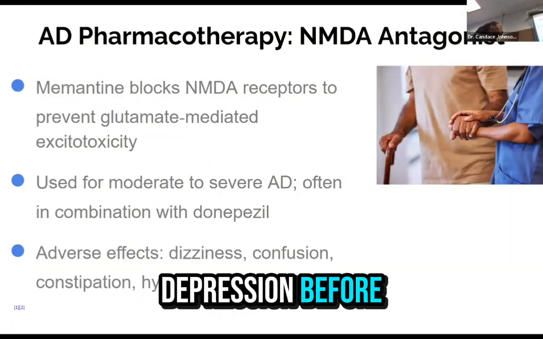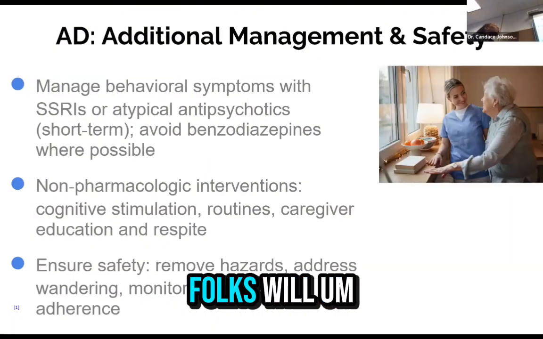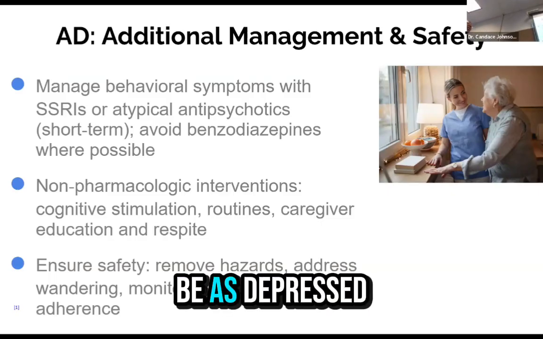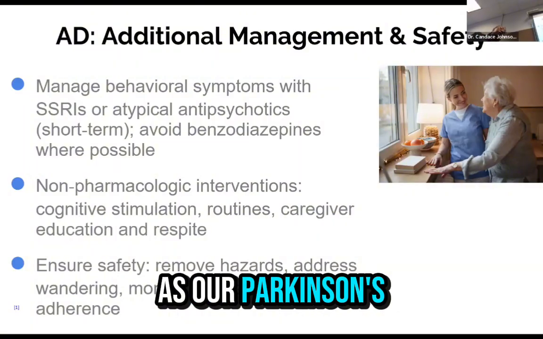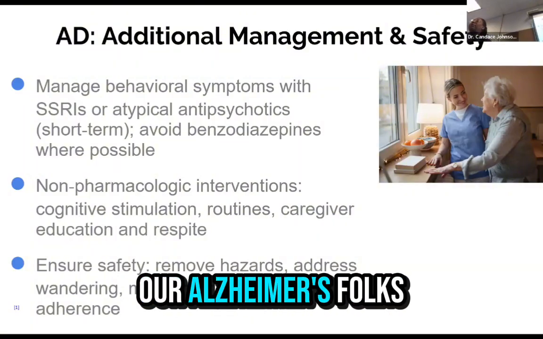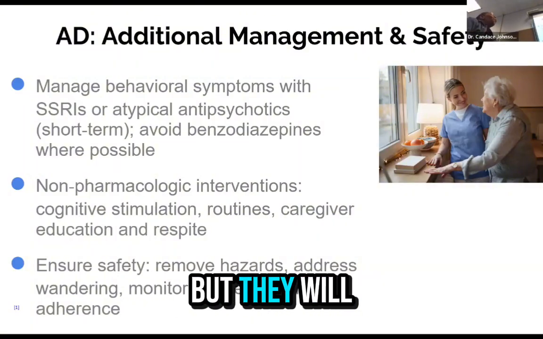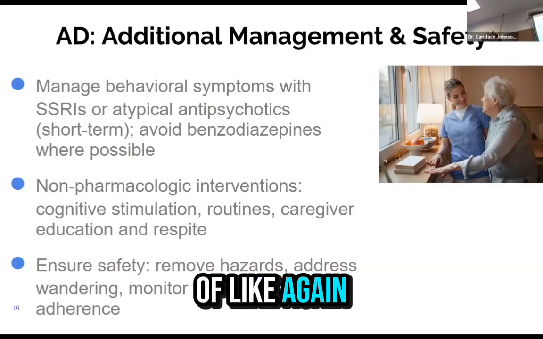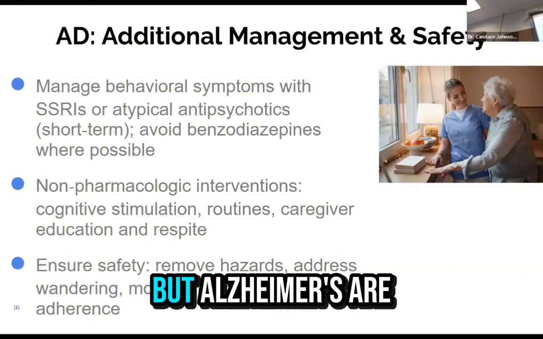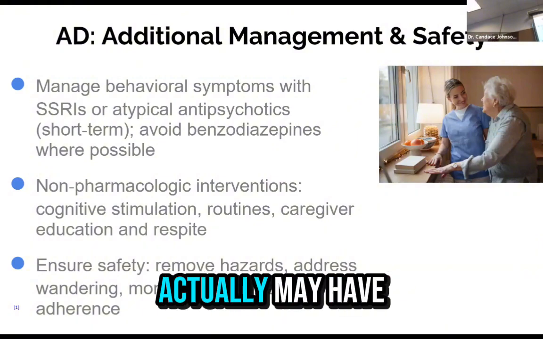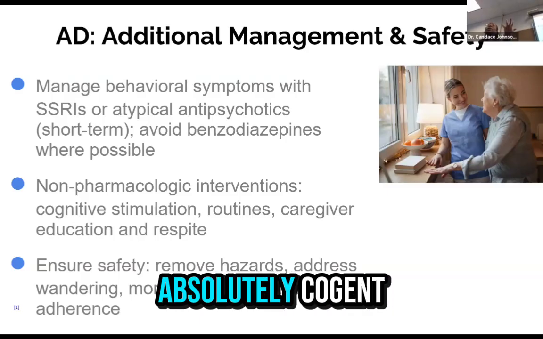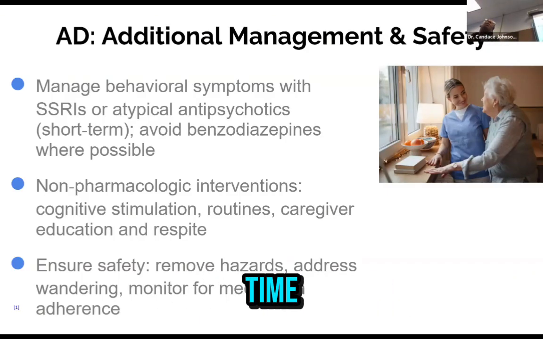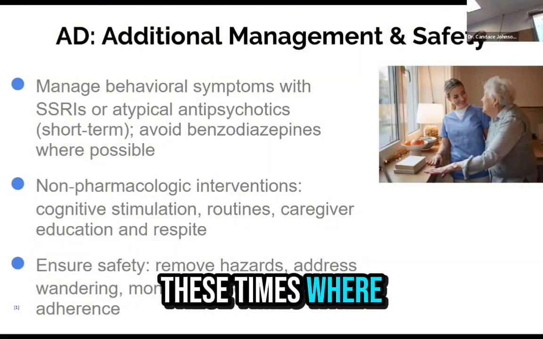All right, so did I mention depression before? Our Alzheimer's folks will not be as depressed as our Parkinson's people are, but I would say they could be flat. Flat is kind of like, again, expressionless, but Alzheimer's are different. I mean, they actually may have periods where they are absolutely cogent, right? And with you in the time. But then they might also have these times where they are not with you.